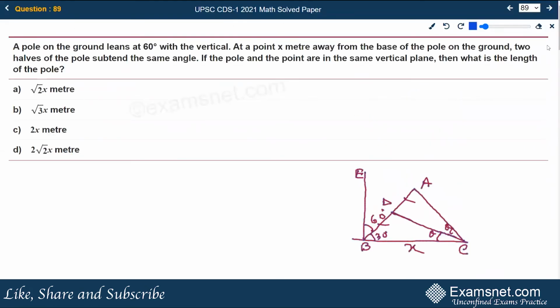In question number 89, we are given a pole on the ground that leans at 60 degrees with the vertical. At a point x meters away from the base of the pole on the ground, two halves of the pole subtend the same angle. If the pole and the point are in the same vertical plane, then what is the length of the pole? So here I have already drawn the figure. We can see the pole is AB. So let the pole AB make an angle of 60 degrees with the vertical.